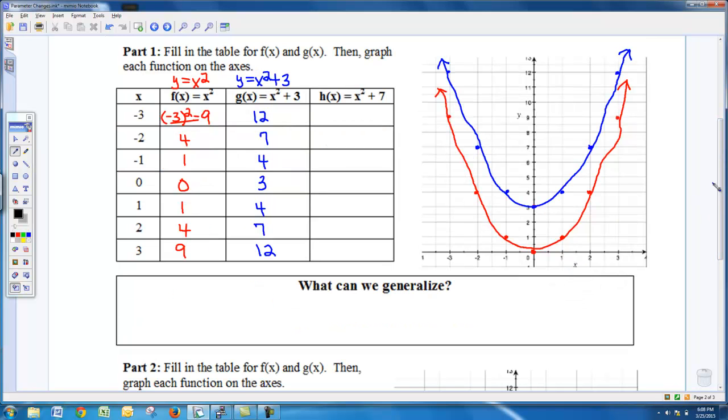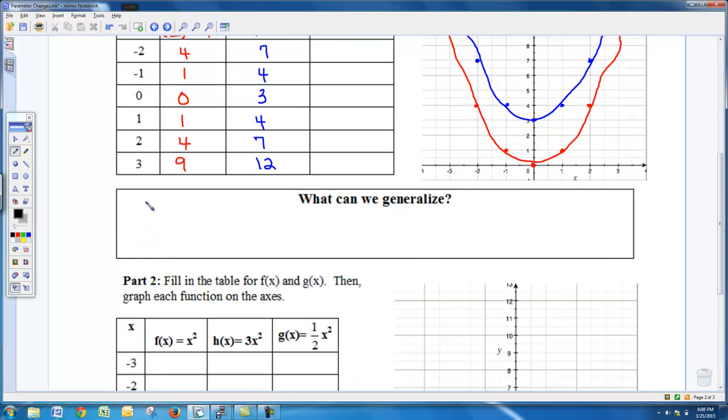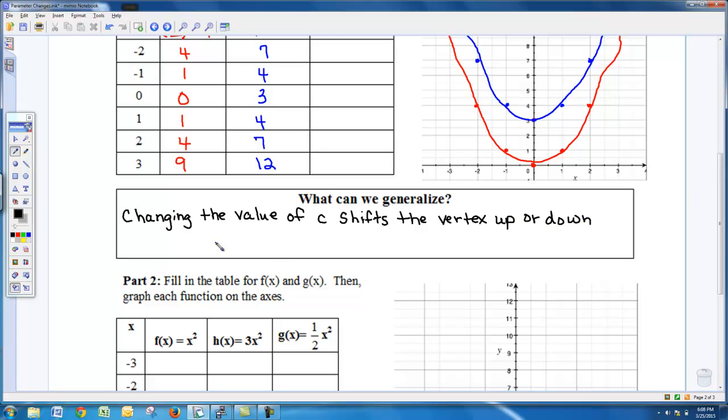If you said that it shifted up, you are correct. So the general rule that we can write is that changing the value of c, so c is the constant, shifts the vertex up or down along the axis of symmetry.